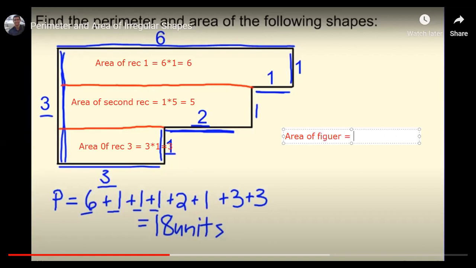We will add them all together. Yes, we are going to add, it will be 6 plus 5 plus 3. So 11 plus 3 equals 14. Yes, 14 squared units, because it's area. Squared units.